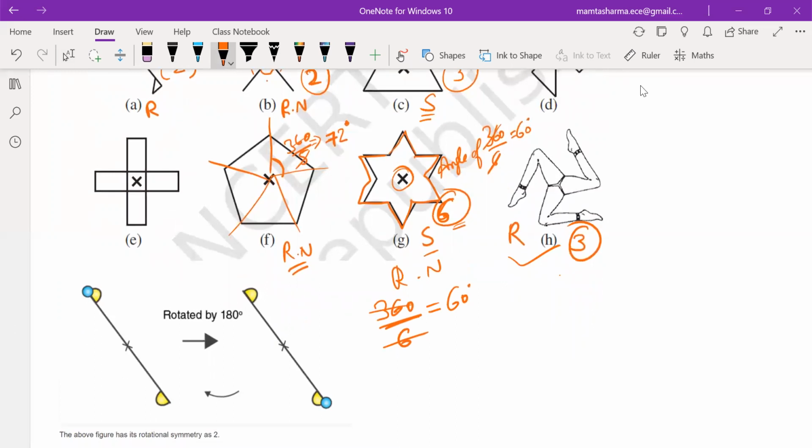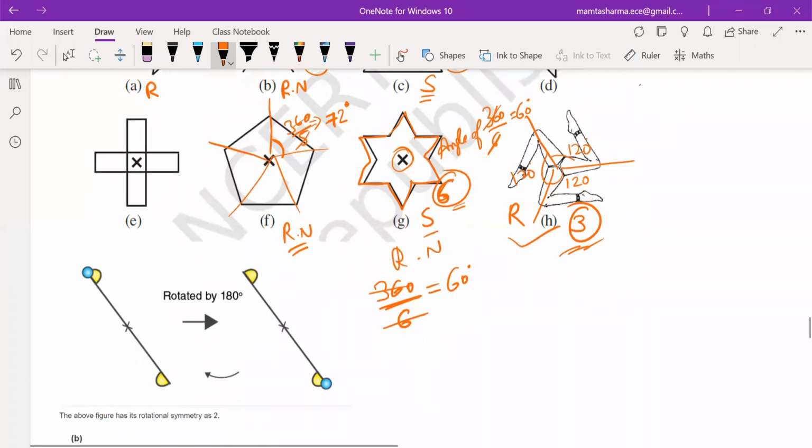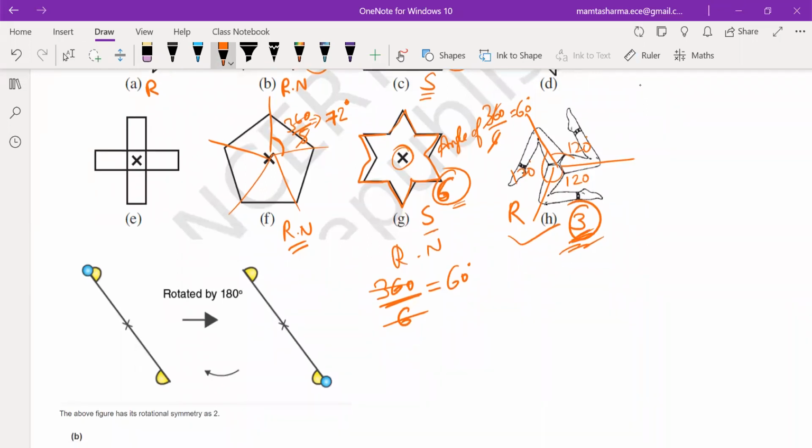And Ritvik Reddy, 3 is correct. You could rotate this image by an angle of 120 degrees. It will look the same in each and every rotation. So the order of symmetry would be 3. Clear?